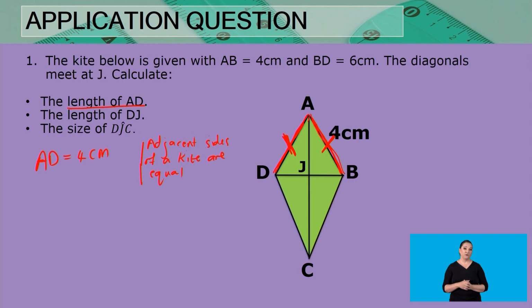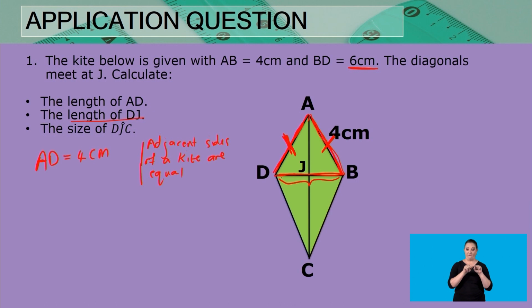Then next we have the length of DJ. So how are we going to calculate now the length of DJ? Let's look at where DJ is. Now DJ is part of a diagonal DB, and when we look at our information, we have been given the length of DB or BD, which is 6 centimeters.